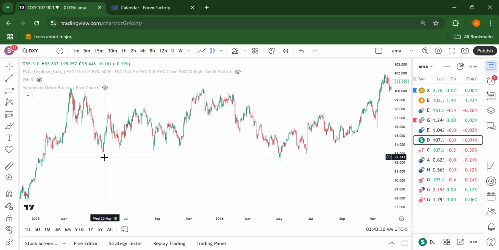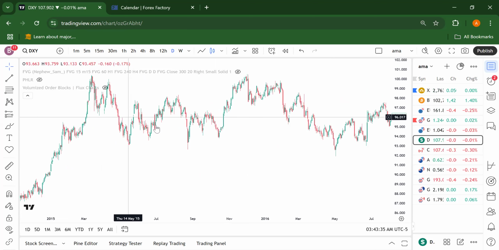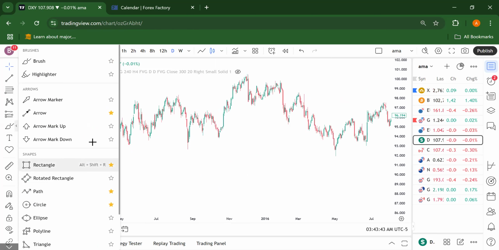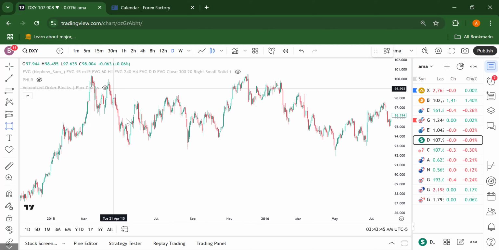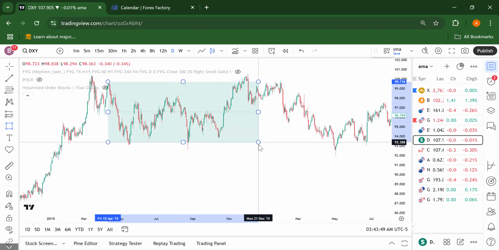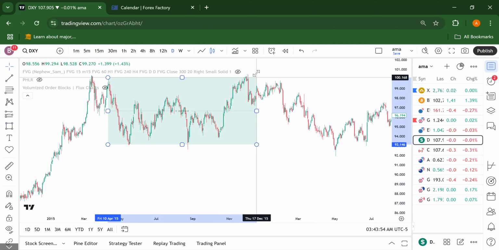Looking for a ranging market. This one looks like it's ranging. No clear bias. A ranging market is basically a market that does not have any direction. It's not in an uptrend, neither is it in a downtrend.